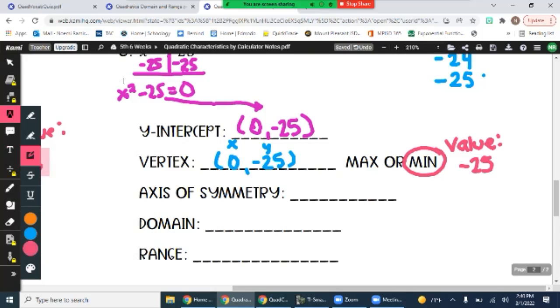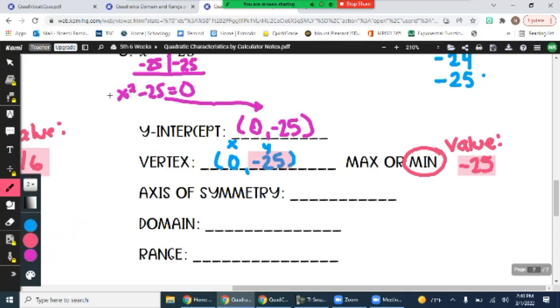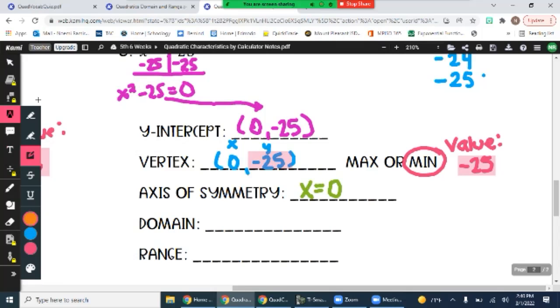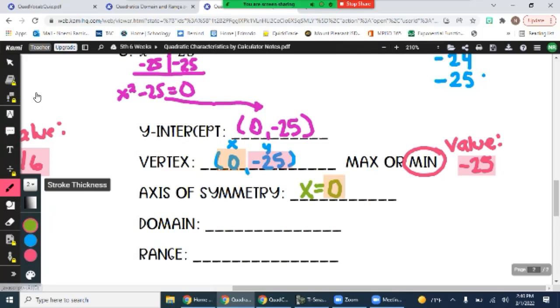Negative 25. Now, all of these little tricks that I'm showing you work if you can find the vertex on an actual graph, like a physical graph where you have a picture of it. Axis of symmetry is an equation that starts with x equals 0. That goes with the x value of the vertex. If you can identify the vertex on that quiz tomorrow, hopefully you can remember how to do the rest of this. All right, domain will be all real numbers.